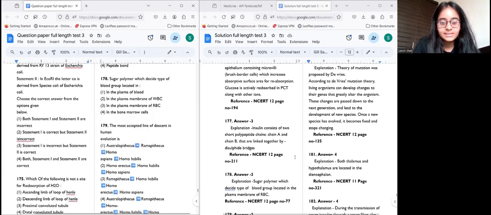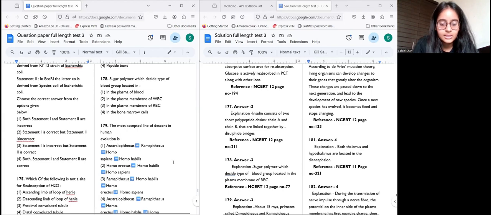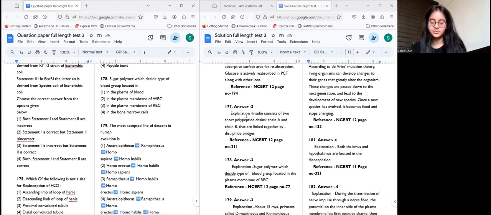179. The most accepted line of descent of human evolution is option number 3, which is Ramapithecus, Homo habilis, Homo erectus, and Homo sapiens. Now, the questions of the chapter evolution are such that they cannot be explained as much as remembered. It's difficult to do both, right? I will not be able to explain why it is Ramapithecus, why Homo habilis, why Homo erectus, but it's a line of hierarchy that you all need to remember. So please try to remember. We have Ramapithecus, Homo habilis, Homo erectus, and Homo sapiens.